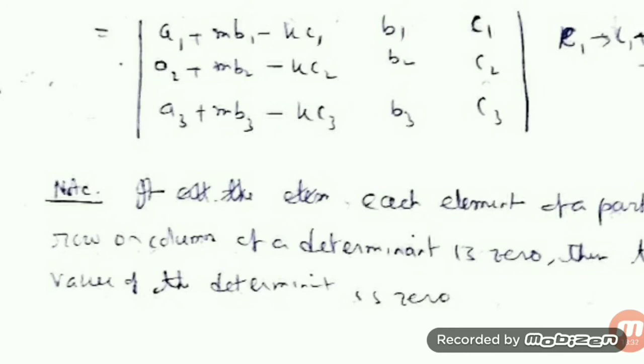And our aim, as I told you at the beginning, is to get maximum zeros when we use the properties of determinants. So try to remember all the properties. When you remember all the properties together, then only can you do the problems.